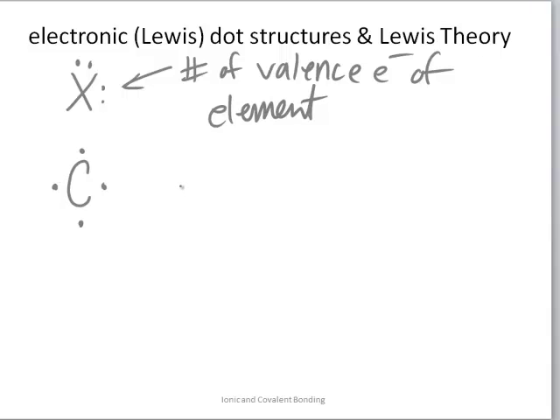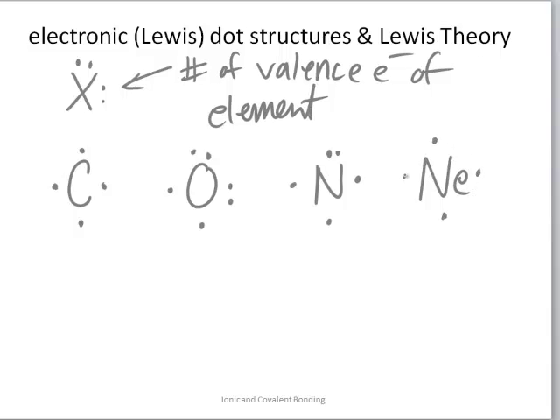Okay. What about something like oxygen? Oxygen has 6 valence electrons, so we go 1, 2, 3, 4, 5, 6. What about nitrogen? Nitrogen has 5 valence electrons, so we go 1, 2, 3, 4, 5. Neon: 1, 2, 3, 4, 5, 6, 7, 8. 8 valence electrons. Of course, they're very stable. They have the octet rule. And then let's do something a little bit simpler. Sodium, 1 valence electron. So before you know it, you're done with sodium.